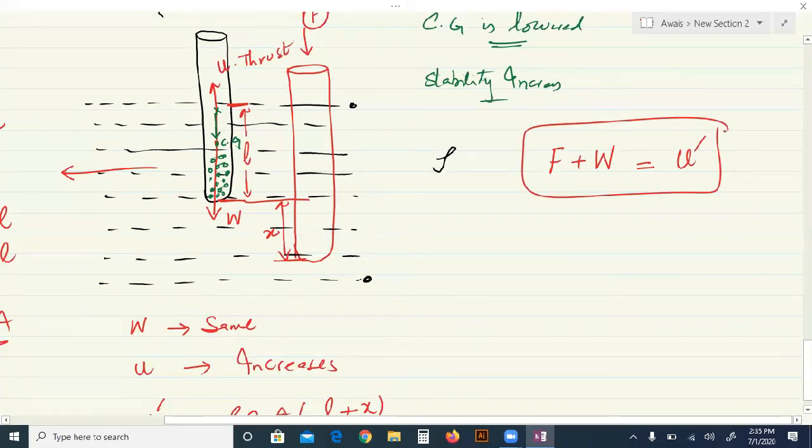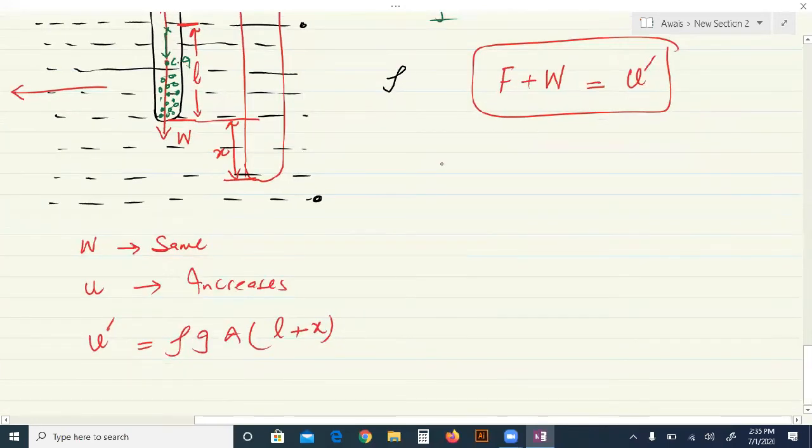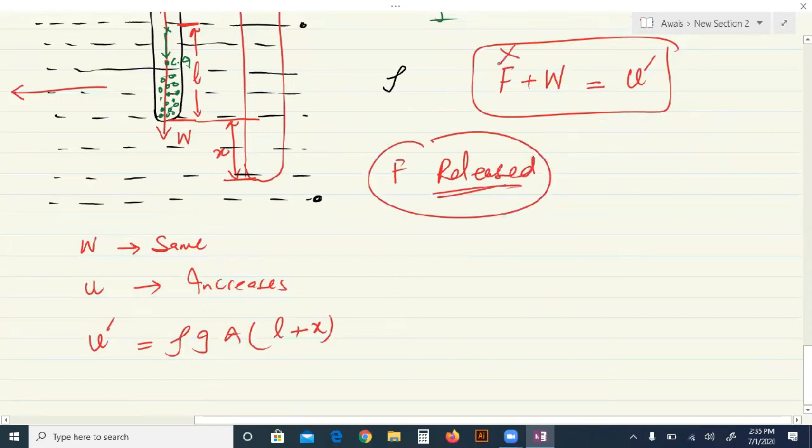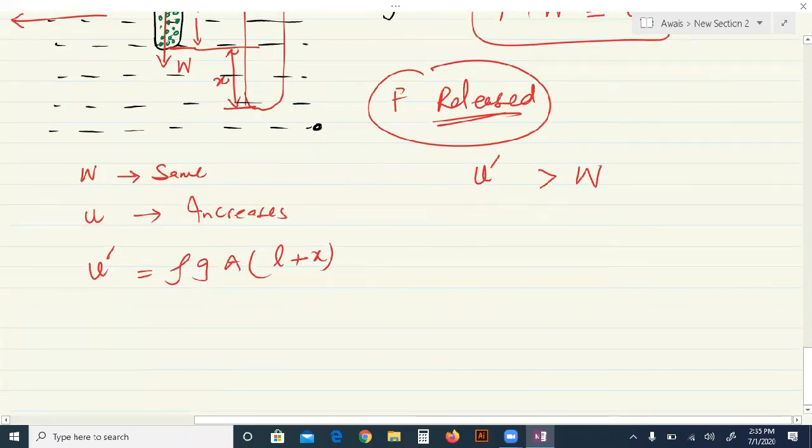Now, when we release this force F, then upthrust becomes greater than weight. So when upthrust is greater than weight, there will definitely be a resultant force, and we have to calculate that resultant force: the larger force minus the smaller force. The larger force is the new upthrust, rho G A (L plus X), minus weight.